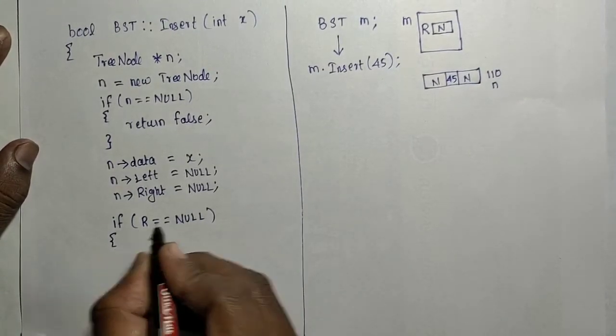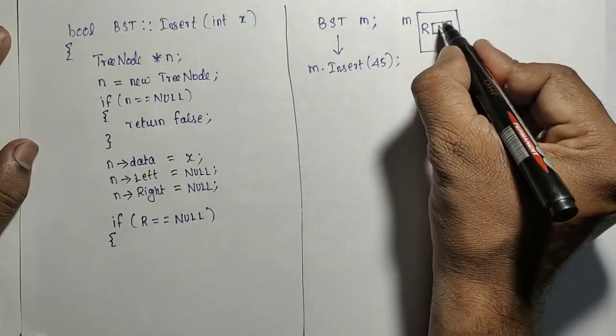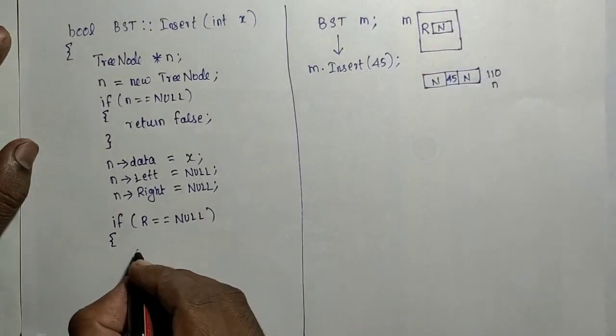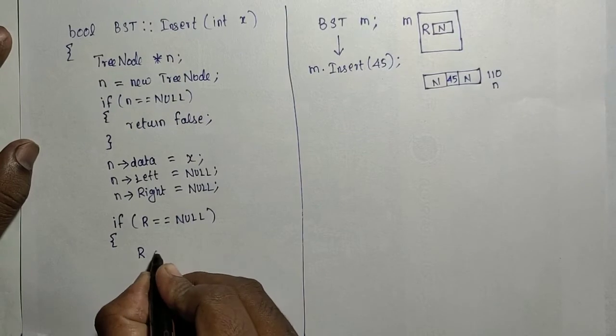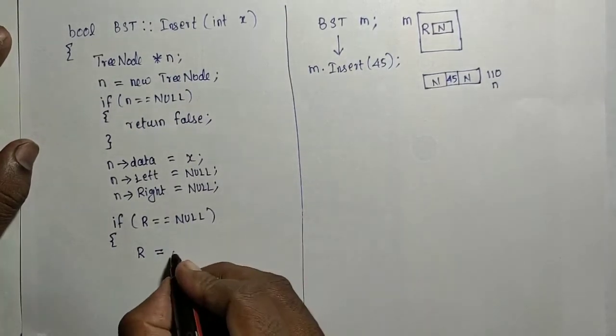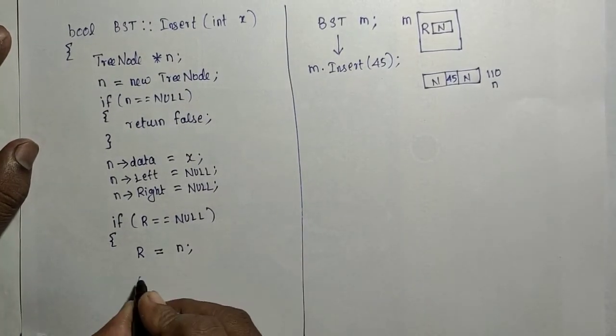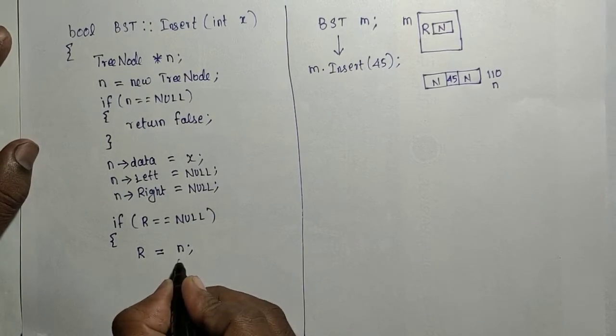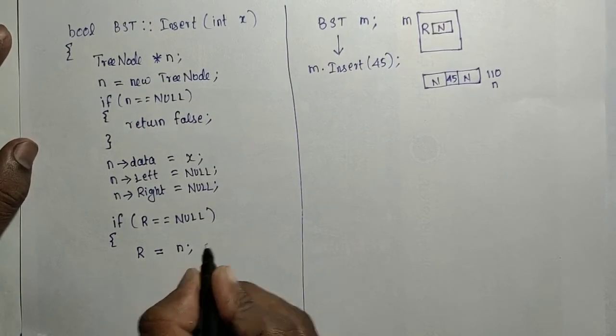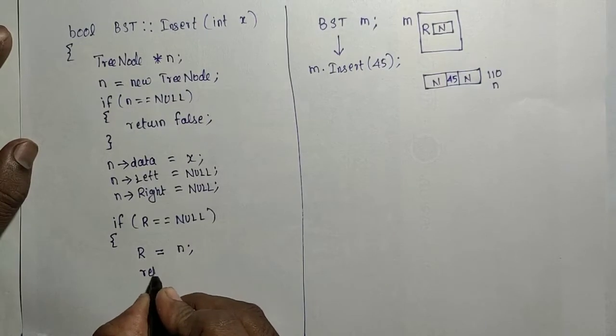Then what I have to do is, the 110 has to be stored into that R. So the R is to be replaced with that 110. 110 means N. And then we have added that new node into the tree, so return true.